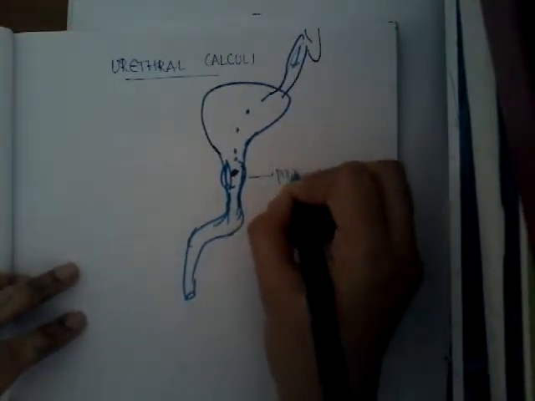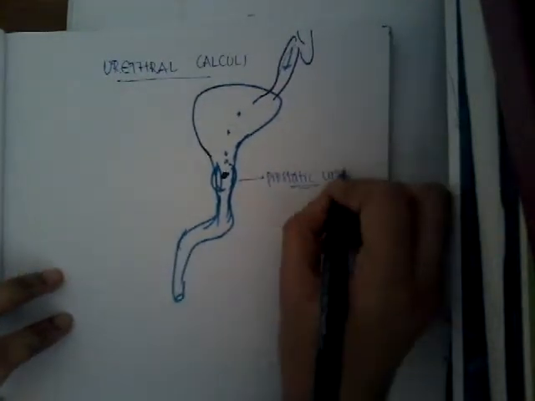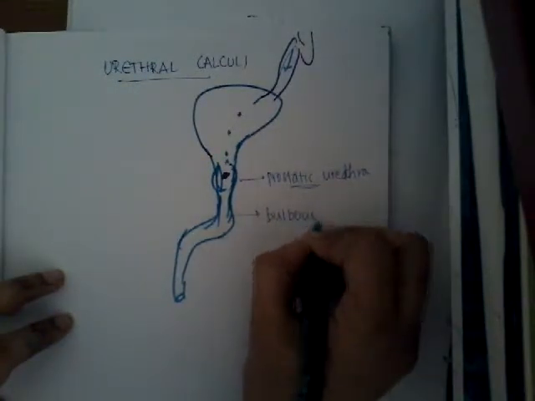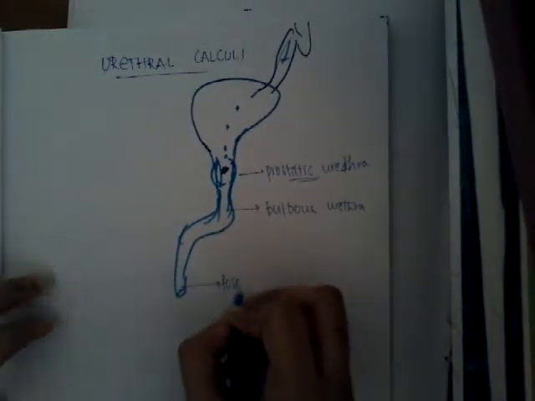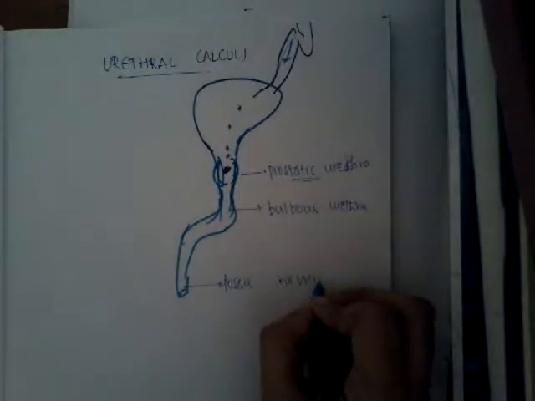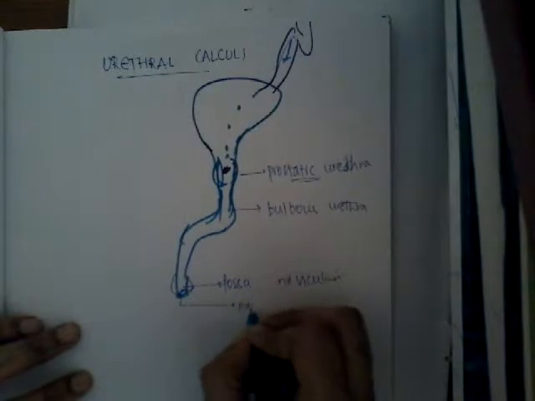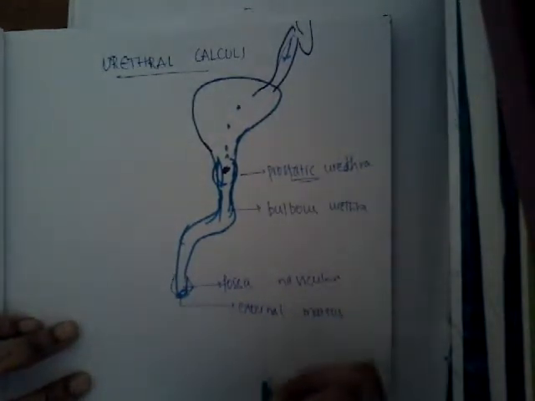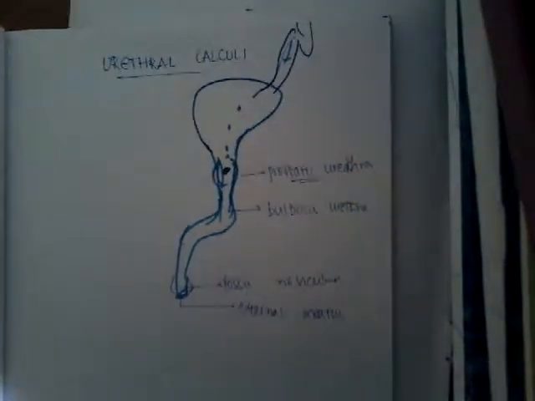So what are the sites of impaction in the urethra? One, the prostatic urethra. It can be impacted in the prostatic urethra, or in the bulbous urethra, or sometimes in the fossa navicularis, or it can also be impacted in the external meatus. So these are the different sites where there is impaction of the stone.